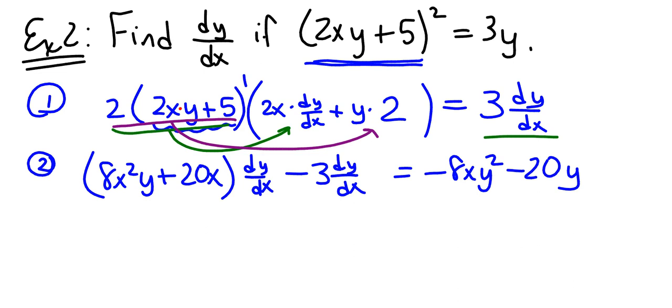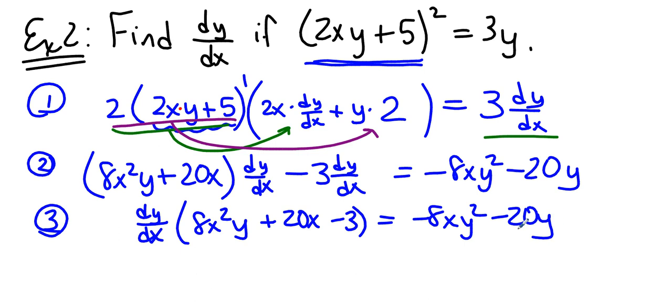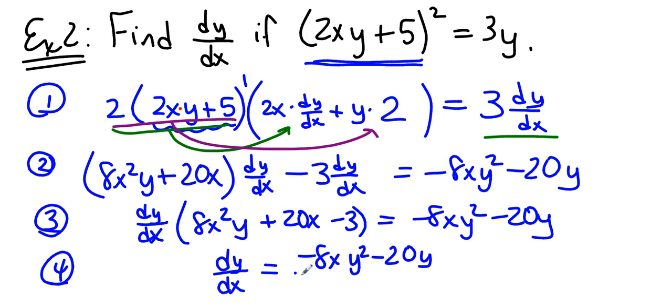So step 3 says we're supposed to factor out a dy dx, and if we do, then what's left on this left side is an 8x squared y plus a 20x minus 3. The right side remains unchanged. And then step 4, we divide. So dy dx is negative 8xy squared minus 20y over 8x squared y plus 20x minus 3.